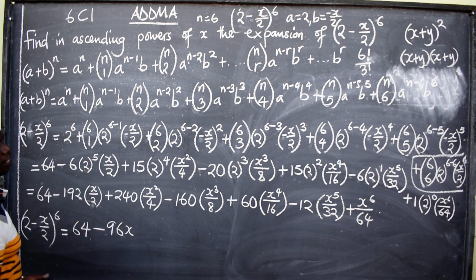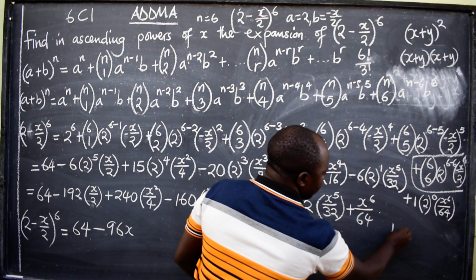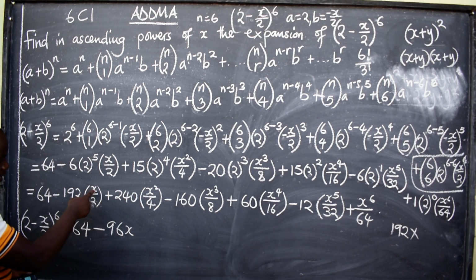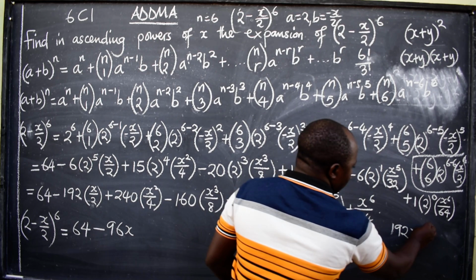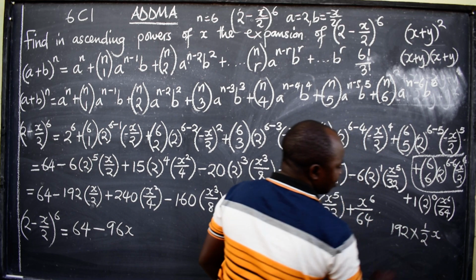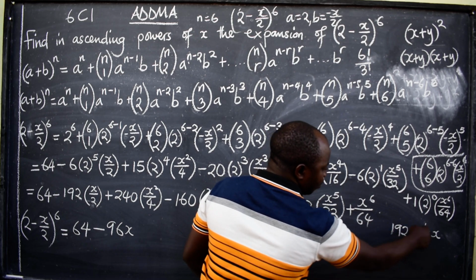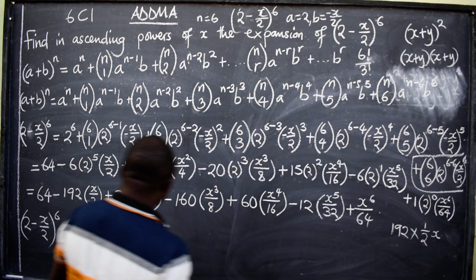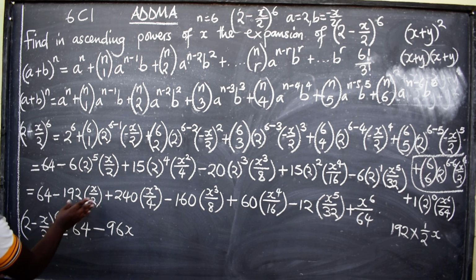This is the same as saying 192 times this x over 2. If I want, I can say 1 over 2 x. It's the same thing. Then I'll say 192 times 1 over 2, that is 96, then x. In case you're wondering where it is coming from. So we are done here.